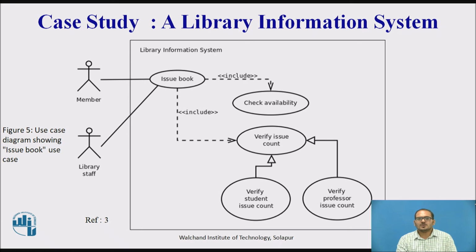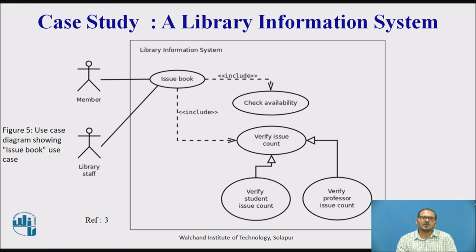In order to issue a book, the availability of the book has to be checked. Also, the system needs to verify whether another book could be issued to the current user. These are shown in the figure by include relationships among the use cases.